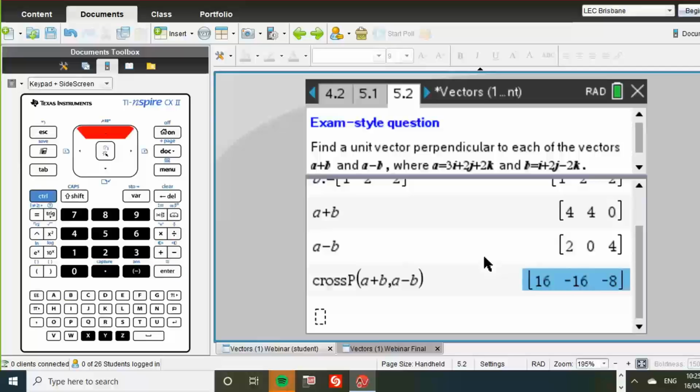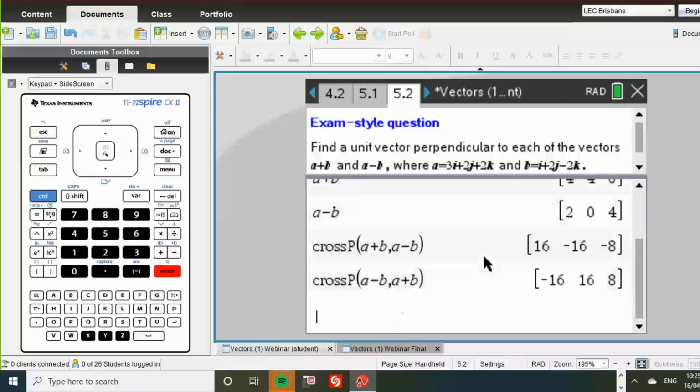Notice, just while we're here, that if I swap these, A minus B, A plus B, we should end up with the negative, and there we go. I know we haven't got to the unit vector yet, but there are two vectors that are perpendicular to these two vectors, and they're in opposite directions to each other. You can see that because each component is of an opposite sign. That's why the question says find a unit vector, because there are two possible answers. And here's one of them.